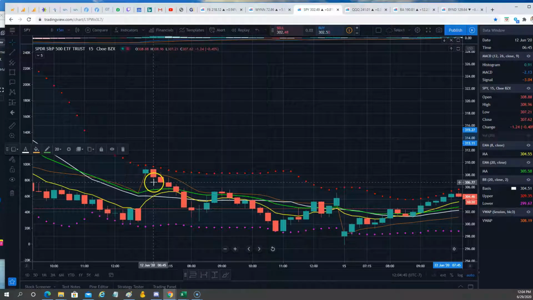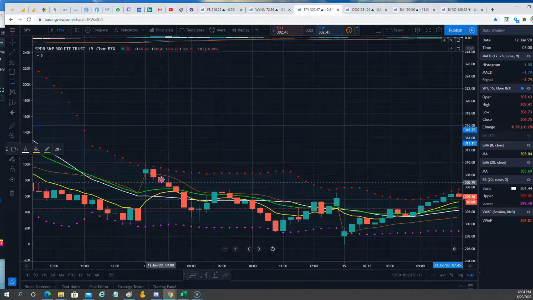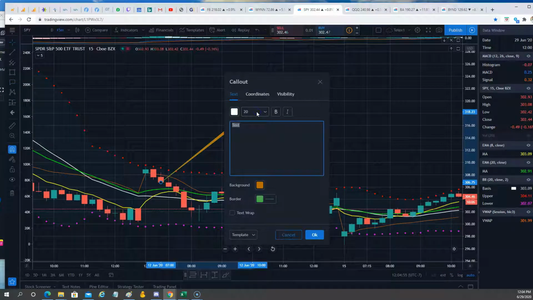Close below VWAP. Retest of VWAP. Posting lower low. Yes. Okay. All 3 conditions fulfilled. Perfect entry. So where's my stamp? Let me do this here. Call out. Bang. Perfect entry.